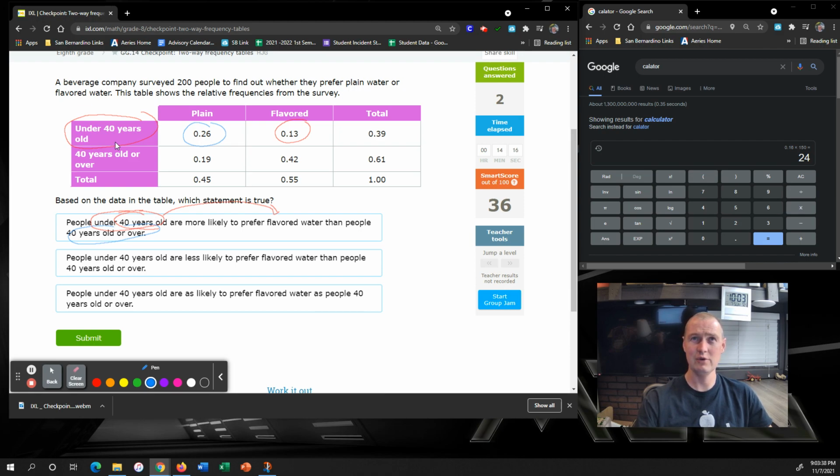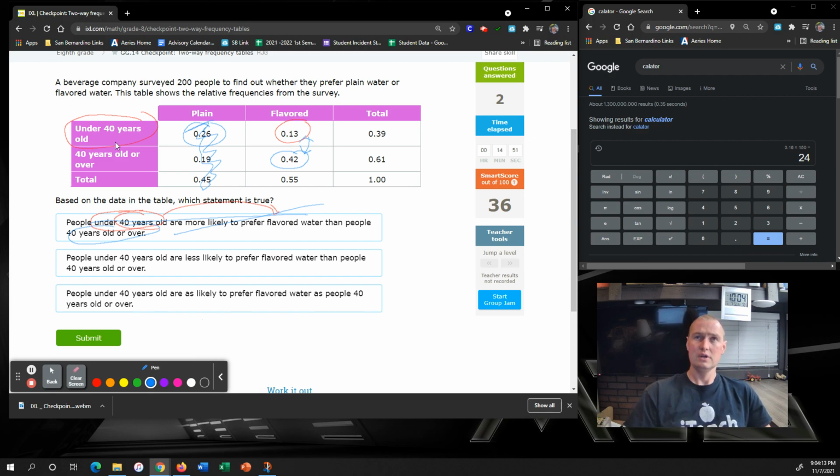Under 40 and 40 years and older. Let's go to the 40 years and older. Well, it looks like they'd much rather have the flavored water. So comparing, it's these two that they're comparing. There's nothing in here about plain water, so we don't need it. 40 years and over wins because they like flavored water. So people under 40 years old are more likely to prefer that one? No, because 0.42 is much bigger than 0.3. Because 40 years and older, they want that flavored water compared to the under.